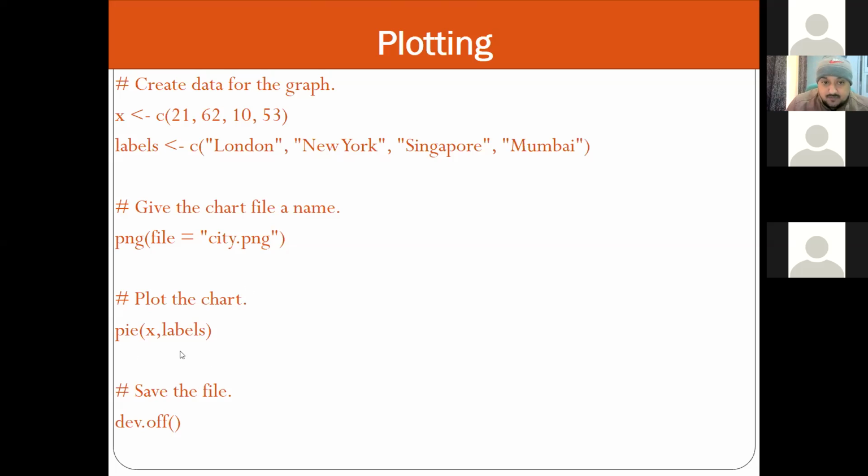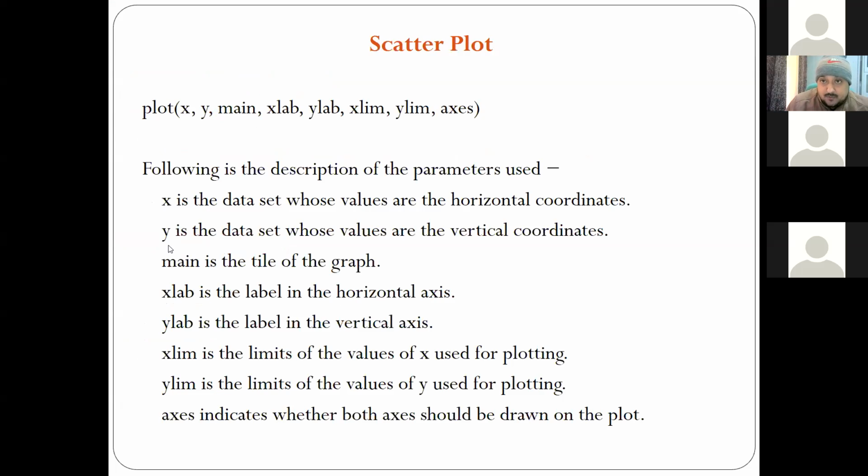Plot will be there. And next one is the scatter plot. Widely utilized are the scatter plots. In that case, simply you have to write the plot. Then you have to transfer the x and y variables: x is the data set whose values are horizontal coordinates, y whose values are vertical coordinates.